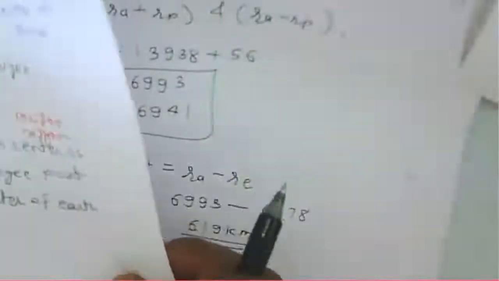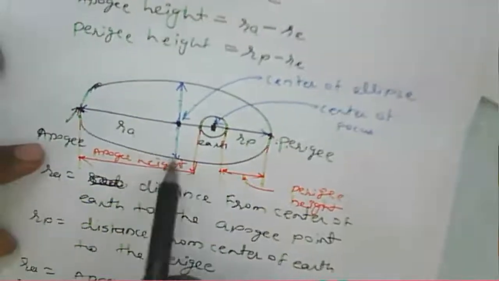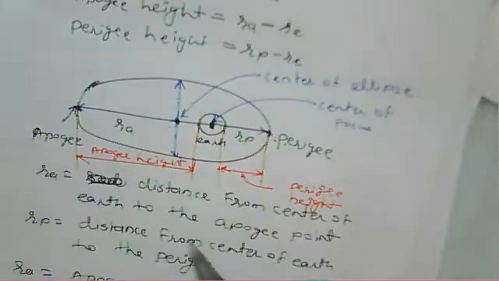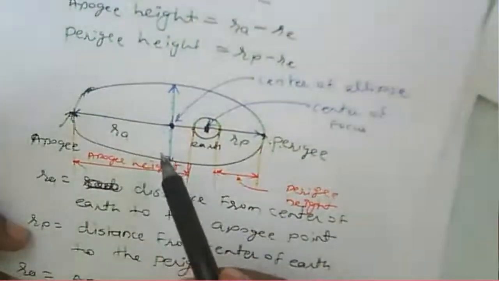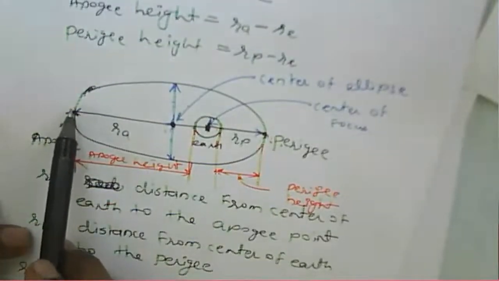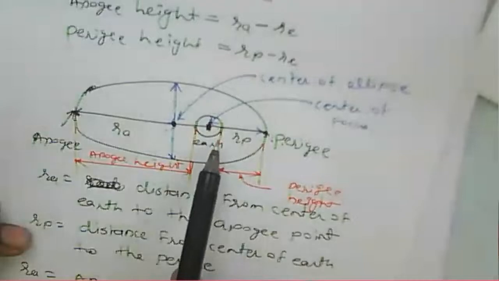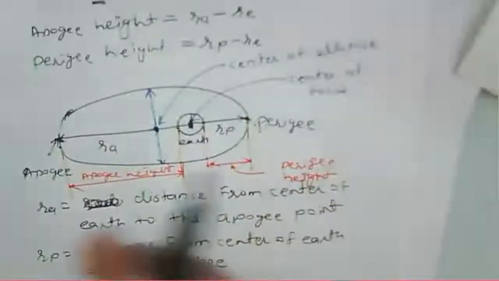But the apogee height and perigee height are measured from the surface of the earth. If the satellite position is given, we need to find out the height. Height is nothing but altitude in another way. But here we use the word height because we need to find it for the apogee and perigee. In the case of a satellite, we use the word altitude. Altitude is measured from the surface of the earth.